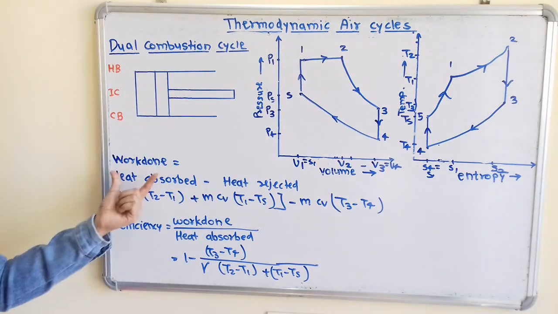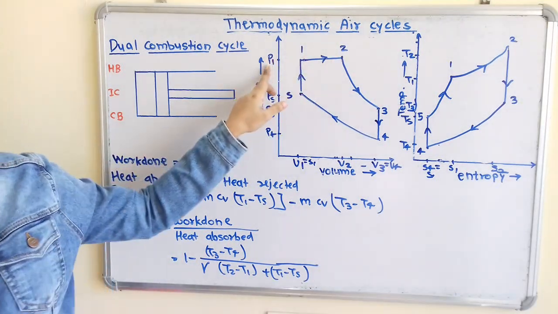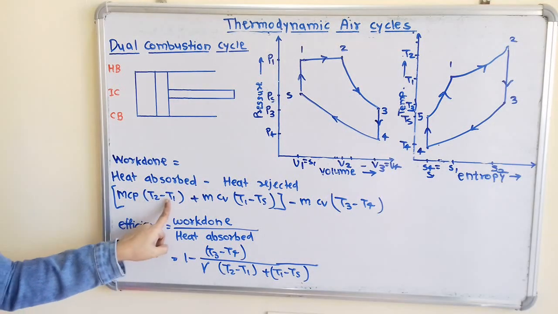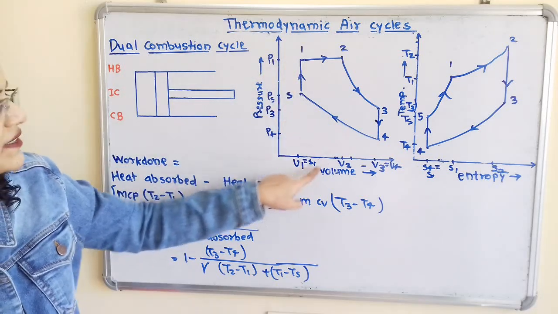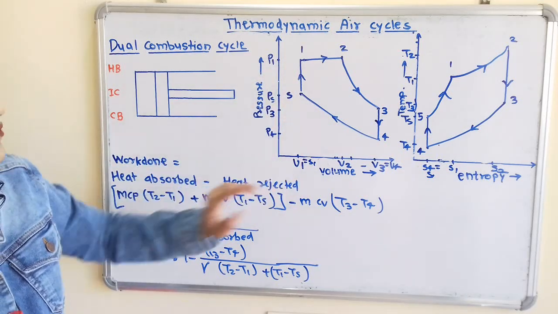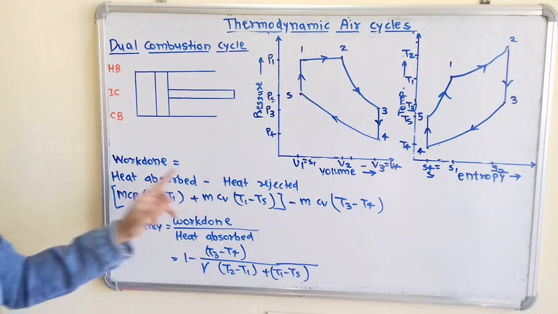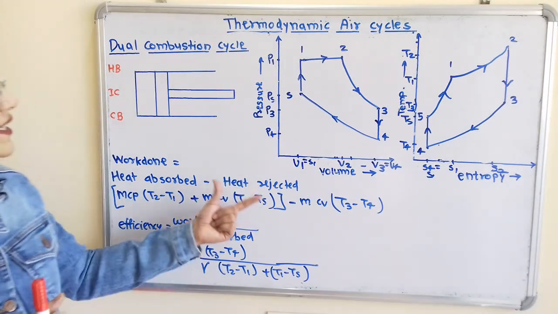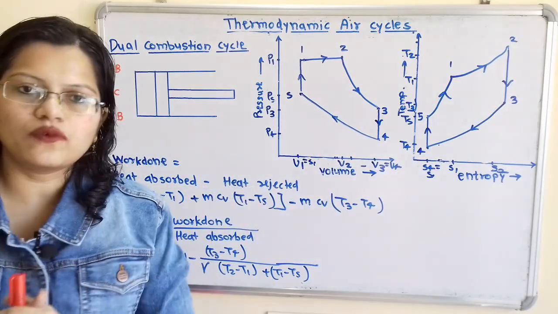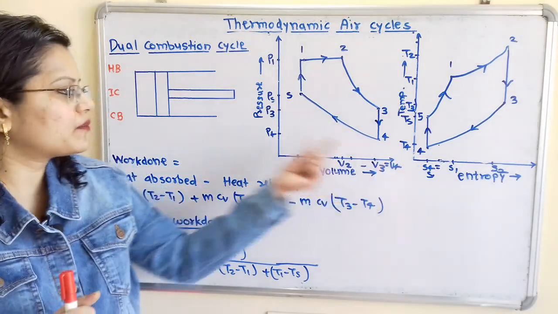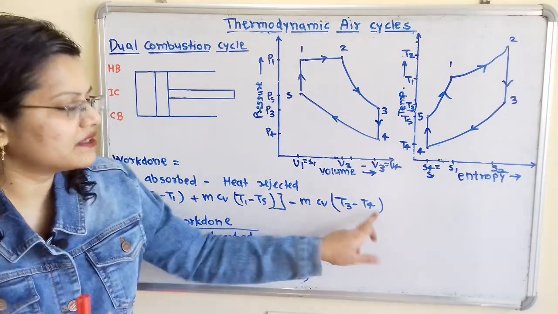So how to write this formula? mCp (T2 minus T1), because the 1 to 2 process is taking place at constant pressure. Plus we have to add the heating process which is taking place at constant volume, that is V1 is equal to V5, mCv (T1 minus T5). So this is the formula, minus heat rejected. Heat is getting rejected during the process 3 to 4, which is taking place at constant volume. During this process a cooling process is taking place, so we will write the formula minus mCv (T3 minus T4).